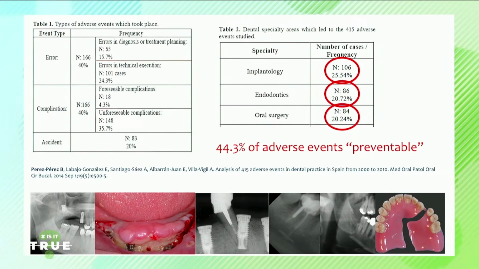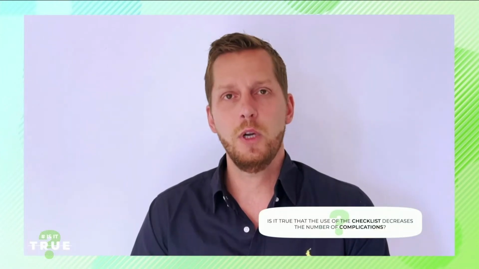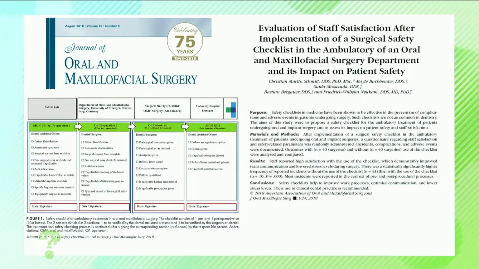According to the results of that study that I'm referring to, 44.3% of the adverse events which took place were due to predictable and preventable errors and complications. Therefore, they have been avoidable. In a recent study of our working group, published in Journal of Oral and Maxillofacial Surgery, we analyzed the outcome of surgical safety checklists implemented in the ambulatory setup of the Department of Oral and Maxillofacial Surgery in 2017. The used checklist was especially adapted to the needs of the ambulatory setup for dental alveolar surgery and implantology.